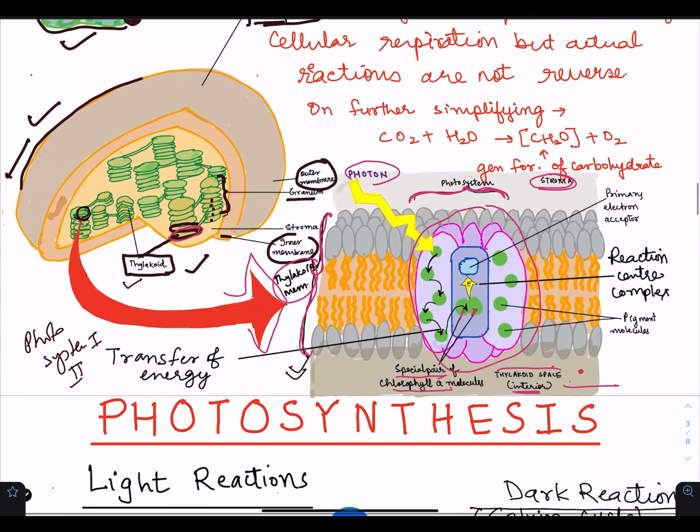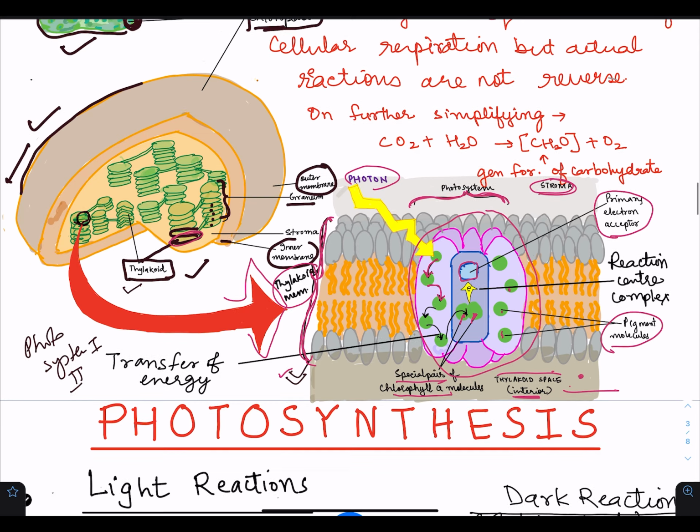this special pair of chlorophyll A molecule, what it does we'll study in another video. So these are the pigment molecules. These are the pigment molecules. And these arrows show the electrons being transferred. And this is the primary electron acceptor. Right? So we are studying the structure of a single thylakoid membrane in this diagram.